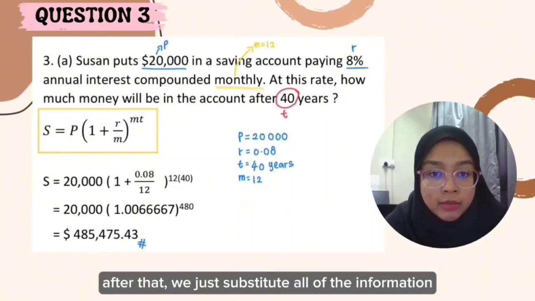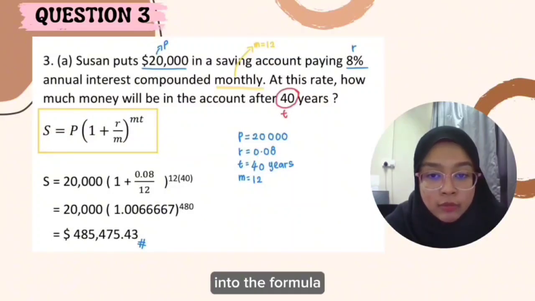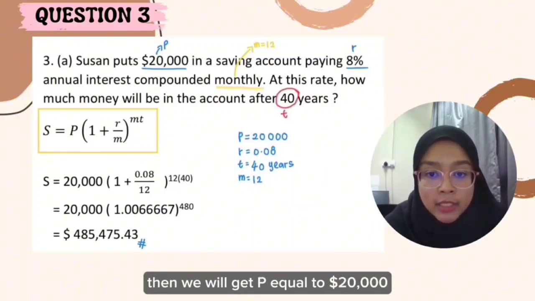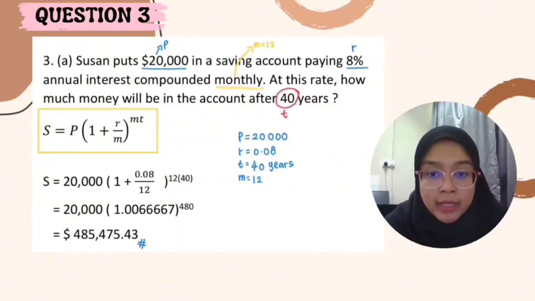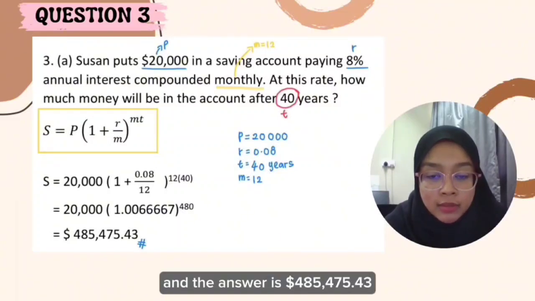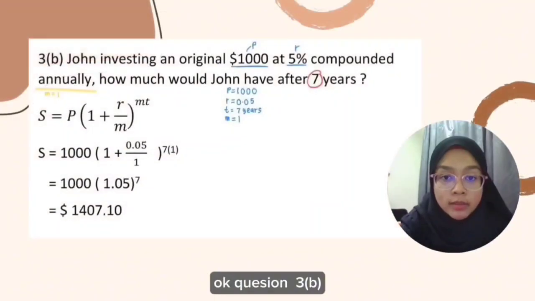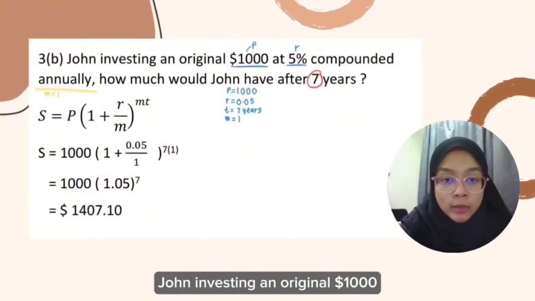After that, we just substitute all the information into the formula. Then we will get P equals 20,000, R equals 0.08, M equals 12, T equals 14. Then the answer is $485,475.43.